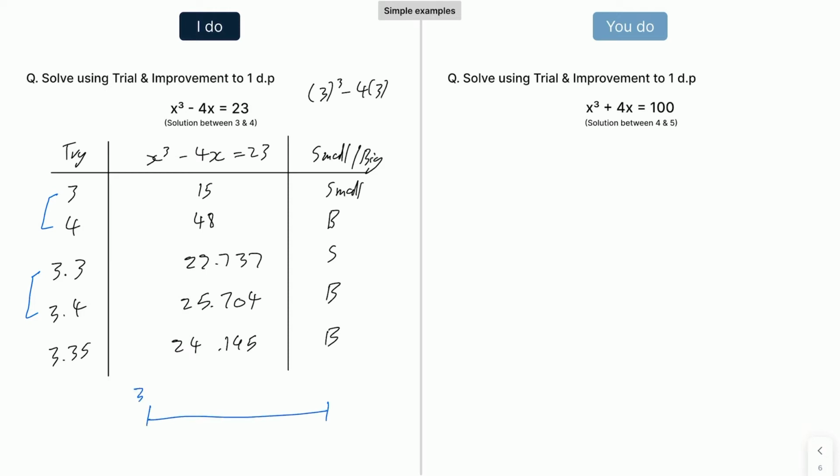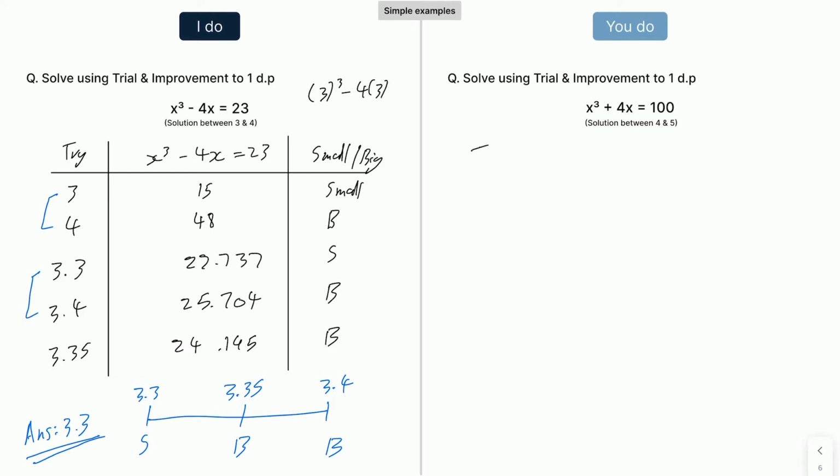Okay, and finally, we're going to draw a number line at the bottom like this. So we have 3.3 there, 3.4 there, and halfway between them is 3.35. Now we know 3.3 was too small, so we put small there. This was too big. This was too big. So that means my answer lies in this region here. So to one decimal place, my answer is 3.3. Okay, so press pause and have a go at the next one.